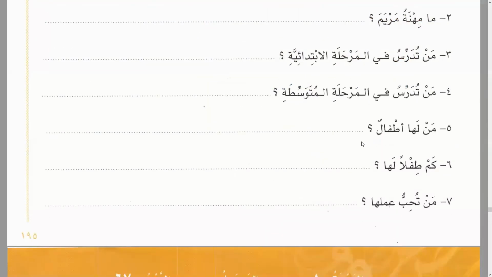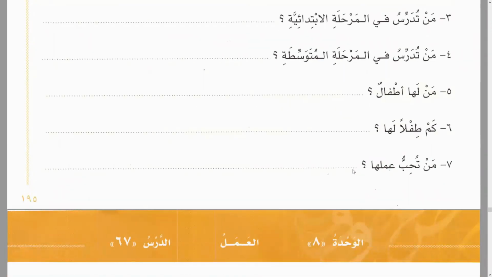Man laha atfal, who has children? Zainab has children. Zainabul Lati laha atfalun kasira. Lot of children. Kam tiflan laha, how many children she has? Laha khamsatu atfal. She has 5 children. How many children does she have? Man tuhibbu amalaha, who loves the job? Both of them love the job.